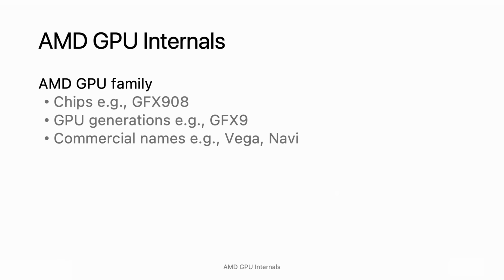We talked about different GPU generations, that is GFX9, GFX10. There are also some commercial names that you should be able to map back to the chips and GPU generations. Those commercial names can include Vega or Navi GPUs.